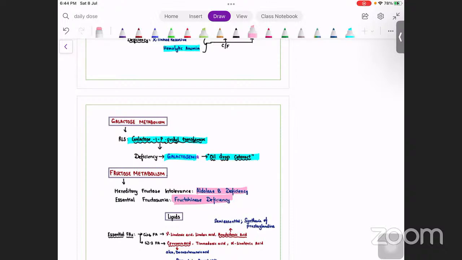Synthesis of glucose from lactate is via the Cori cycle. Synthesis of glucose from alanine is via the Cahill cycle.